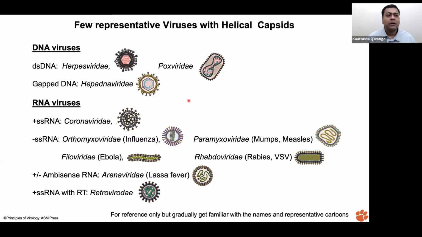So again, remember that all animal viruses with helical symmetry are covered with a membrane, and none of them are naked. That means inside they have a distinct nucleocapsid. So these are DNA, RNA viruses, plus, minus, ambisense, all different types, including Retroviridae as well.